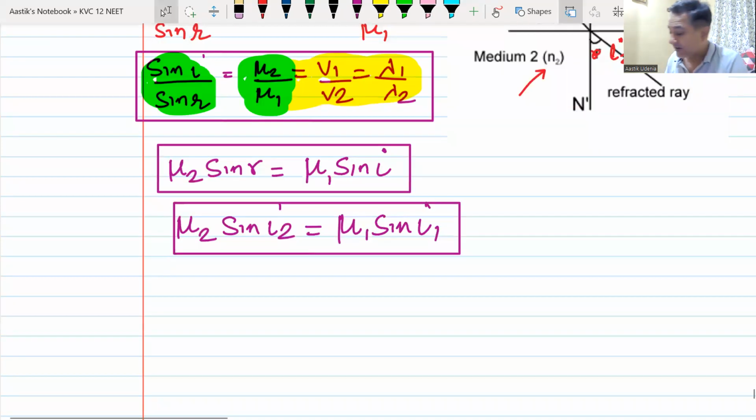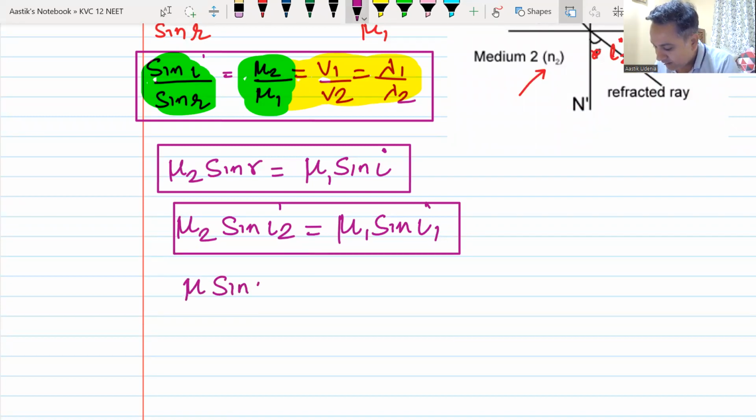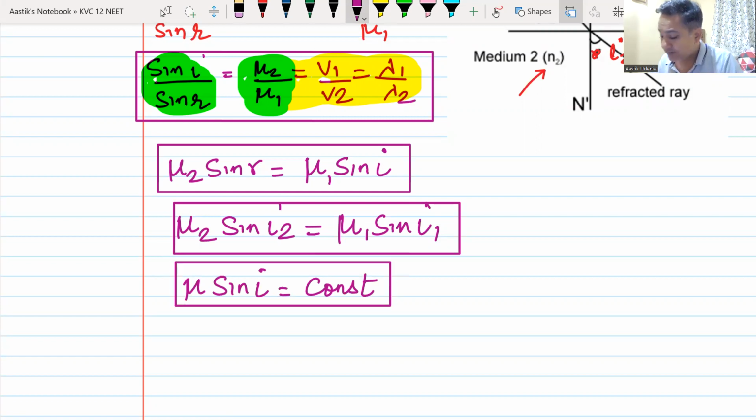So now I can write this revolutionary equation: mu into sine of I is a constant. Do we understand this, my dear friends? Whatever medium is there, you multiply by the sine of angle of incidence in that medium. It can be angle of incidence, it could be angle of refraction, depending on which ray you are taking as incident ray.